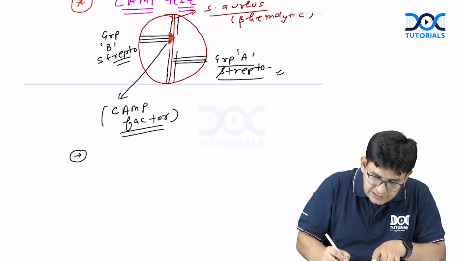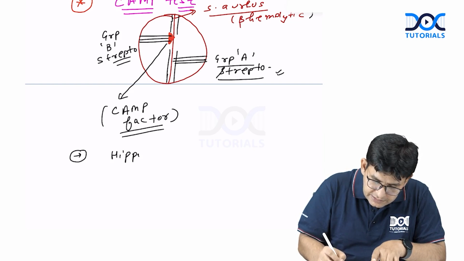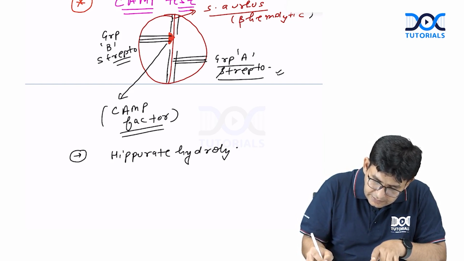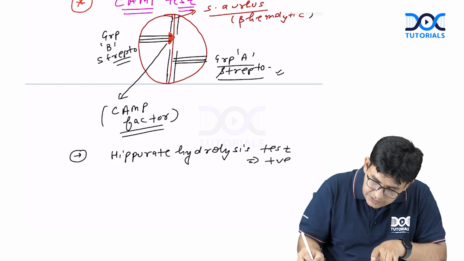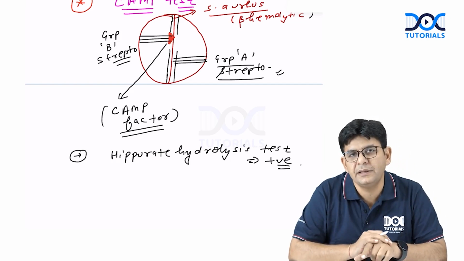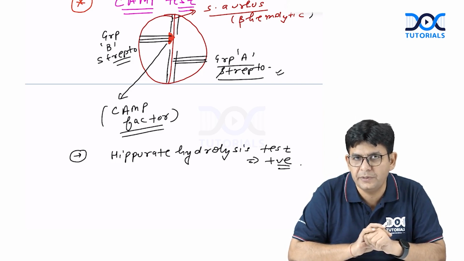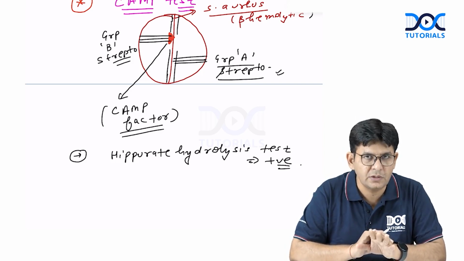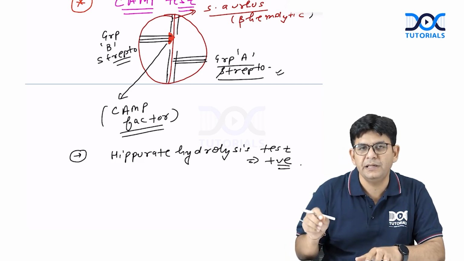And another one which is there is termed as the hippurate hydrolysis test. In this particular one, it hydrolyzes this particular substrate, hippurate. So the hippurate hydrolysis test is also positive in the case of group B strepto.